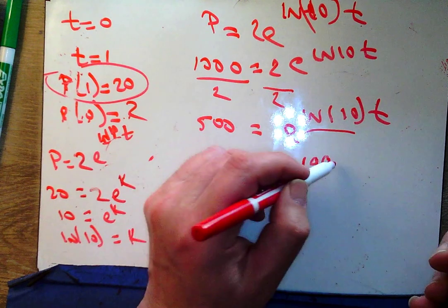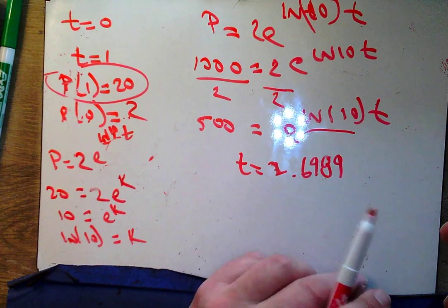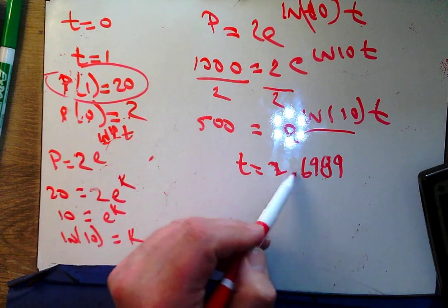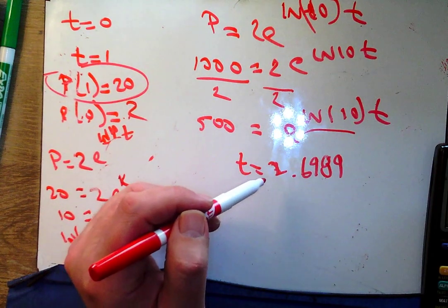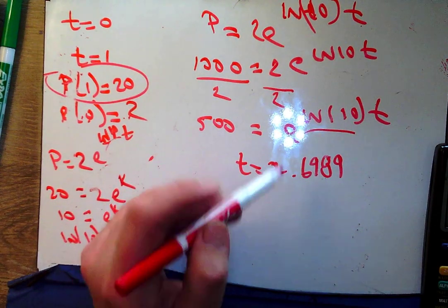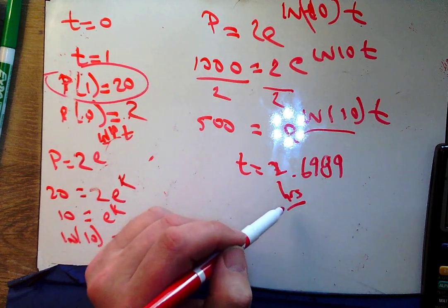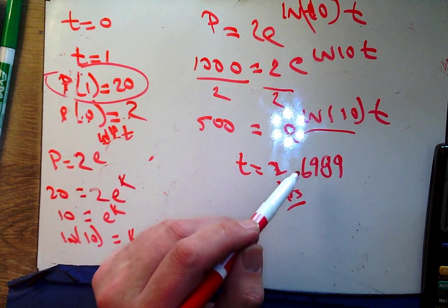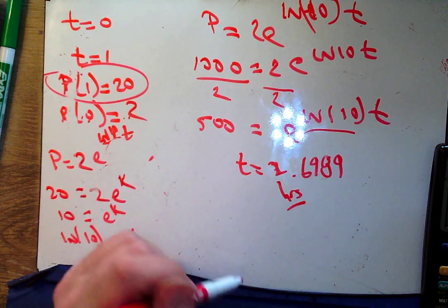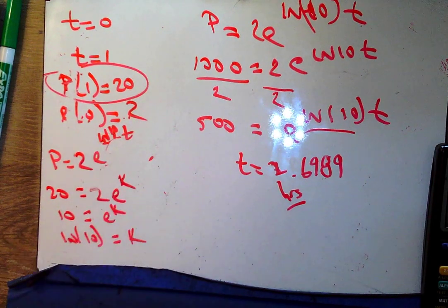2.699. I'm sorry, 2.699. All right, and those would be measured in hours. Wow, after 1 hour, there were 20. After 2.699 hours, there are going to be 1,000 people in the rumor. That's pretty scary. Okay, next question.